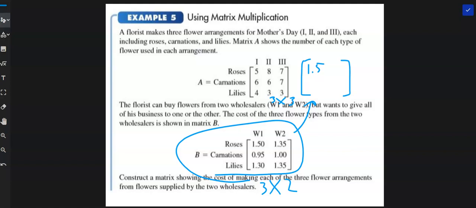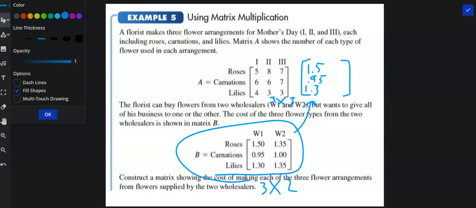Wait a second. Did I do something wrong? 3 by 2. No. No, we're good. I'm just going to write down the first column so you can understand what we're getting at here.